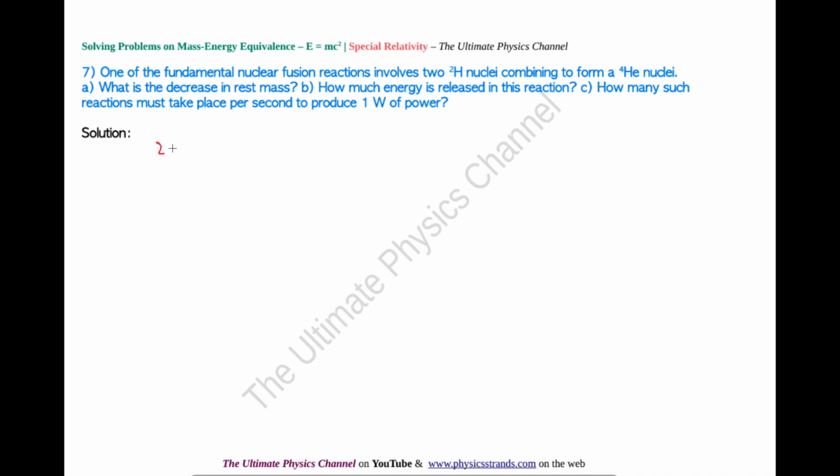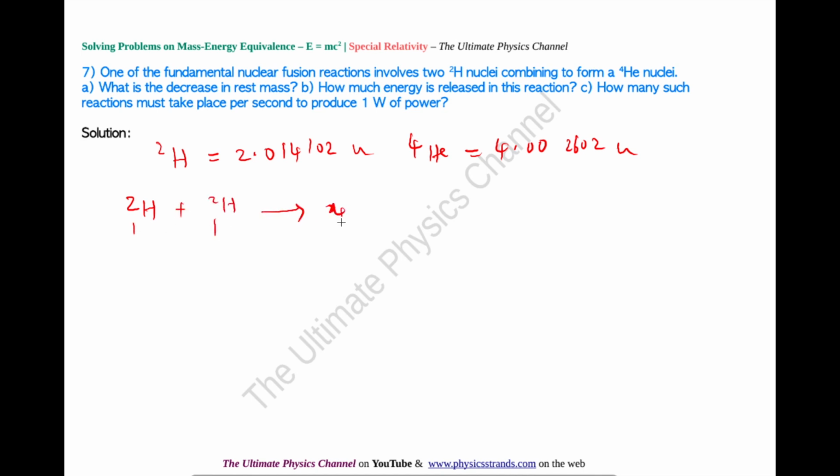Now, what is the mass of this deuteron 2H nucleus? That is 2.014 U. Let's call that one mass. Next, what about the helium 4He2? That is 4.002602 U. These are in U units, right? Now the reaction here is 2H1 plus 2H1 combines to form 4He2 plus some energy difference, of course.